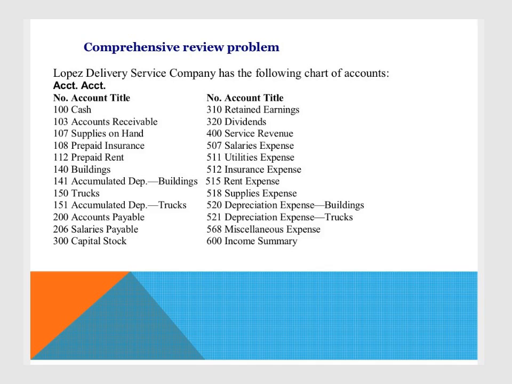To begin with, then, the comprehensive review problem, Lopez Delivery Service. Here is their chart of accounts. Now, every business has a different chart of accounts, but generally speaking, account numbers 100 are reserved for asset accounts. 200 to 300 are account numbers reserved for liability accounts. 300 to 400 are equity accounts. 400 are revenue accounts. 500 expense accounts. And lastly, we use the income summary to close the books.